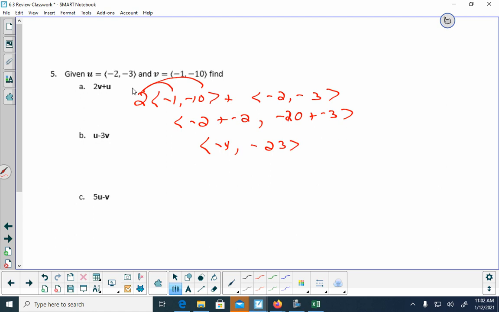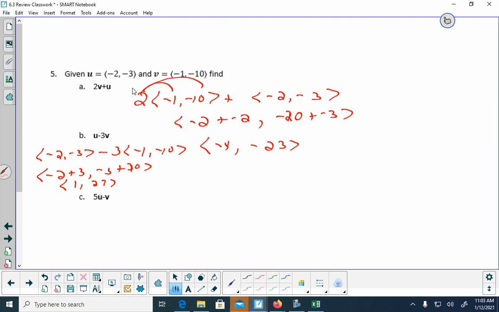The next one, I have u minus 3v. So I'm going to take u, which is negative 2, negative 3, minus, and I'm going to leave that minus sign there, and then do 3v, negative 1, negative 10. So when I do that, I'm going to have negative 2 minus a negative 3, which will end up being plus 3, and then negative 3 minus a negative 10, which will be plus 30. And when I add those, I'm going to get 1, 27. And that's going to be my answer for B.